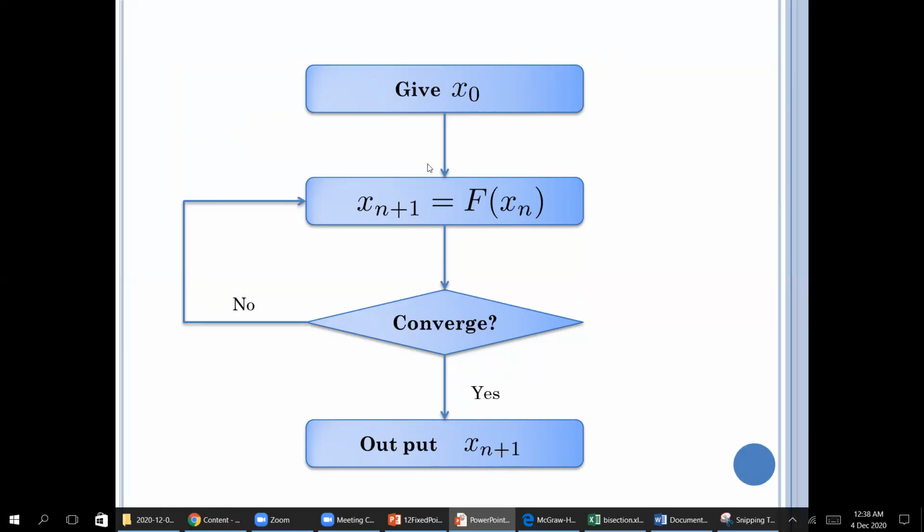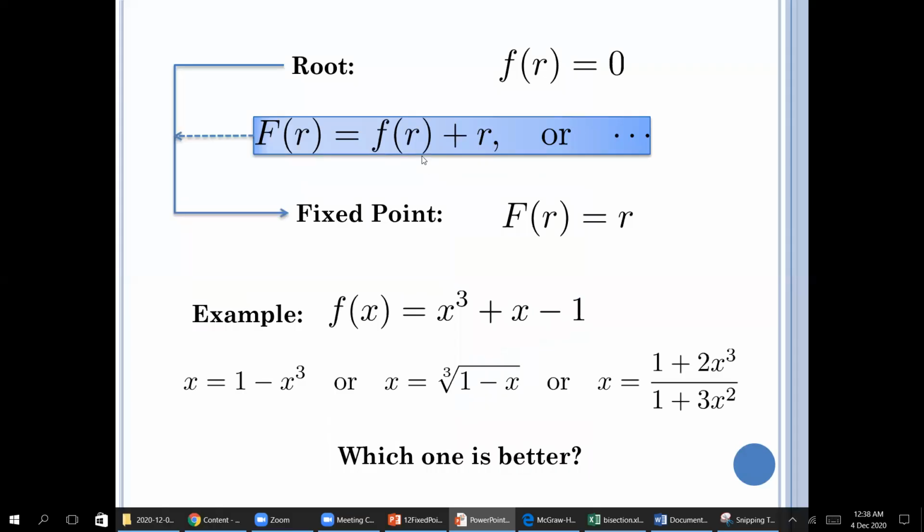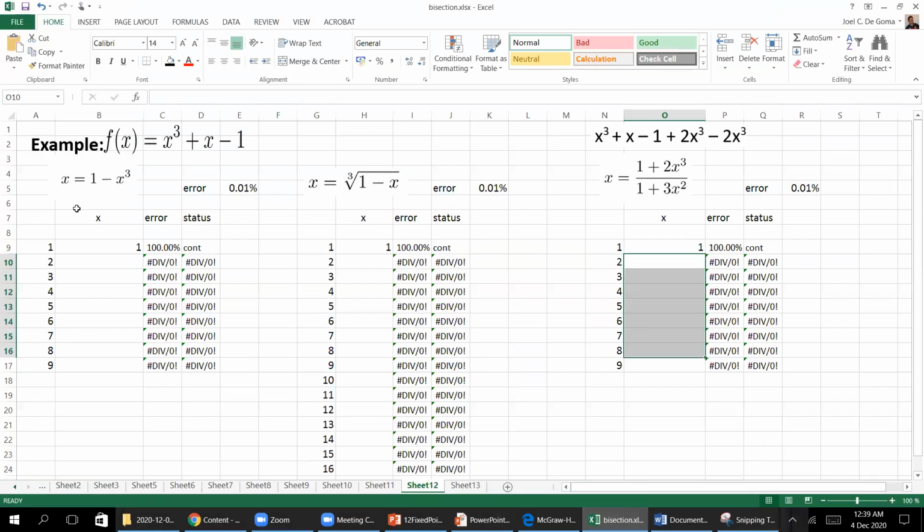Let's go back to this equation, x cubed plus x minus 1. Let's look for the root of x, determine the value of x. We have three equations: 1 minus x cubed, cube root of 1 minus x, and 1 plus 2x cubed all over 1 plus 3x squared. Let's solve x cubed plus x minus 1 using the first equation first. What will be our first value? I'm going to use 0.